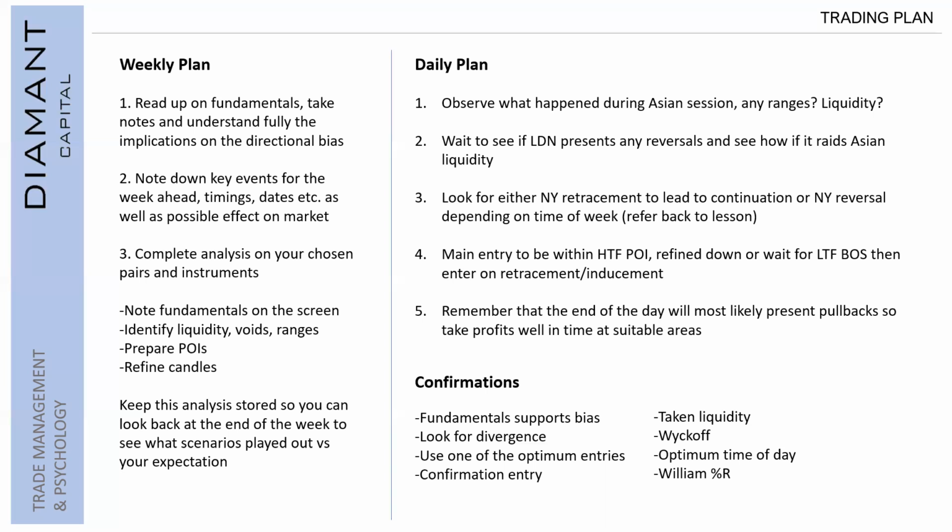Number three, look for either a New York retracement to lead to a continuation or a New York reversal, depending on the time of week. So when I say refer back to that lesson, what I'm talking about is, if we're on a Thursday and the New York session is getting towards the end, you can consider a New York reversal at that time, because most of the week has progressed already. So now you can expect some kind of reversal around that time. But are you going to be expecting a reversal in New York maybe on a Wednesday, for example, when price is just flowing downwards or upwards? You just have to consider these points.